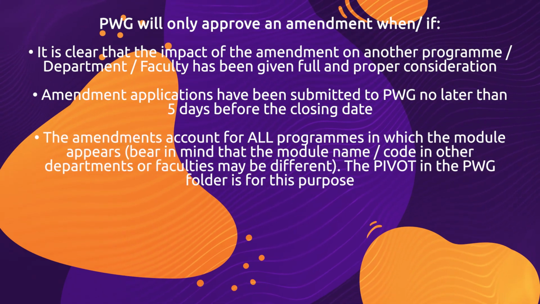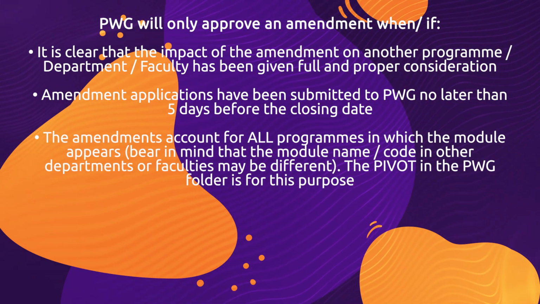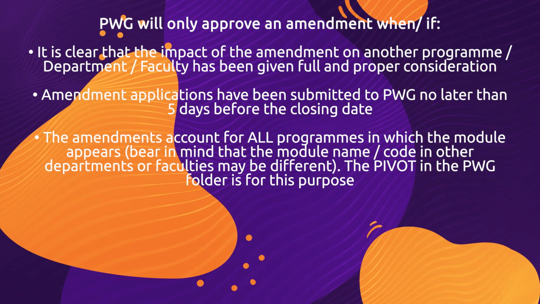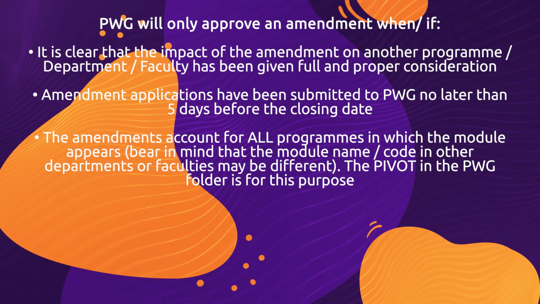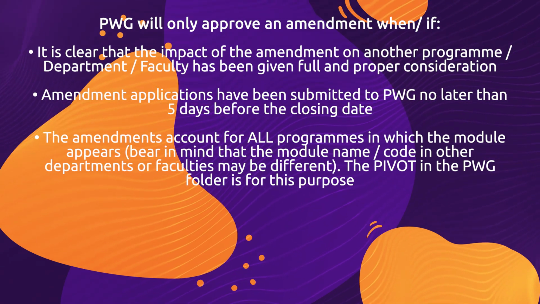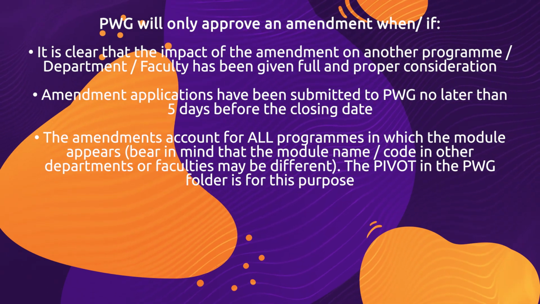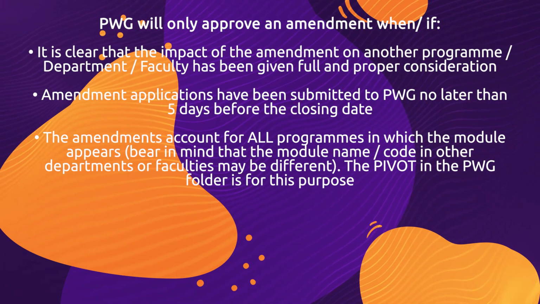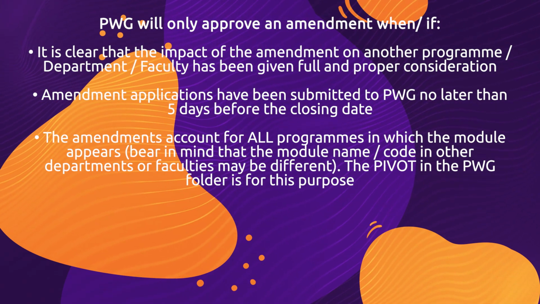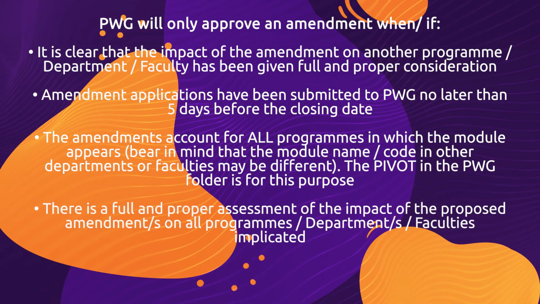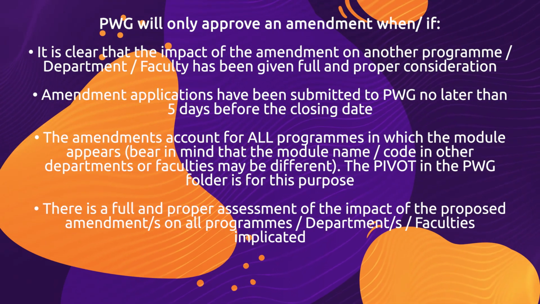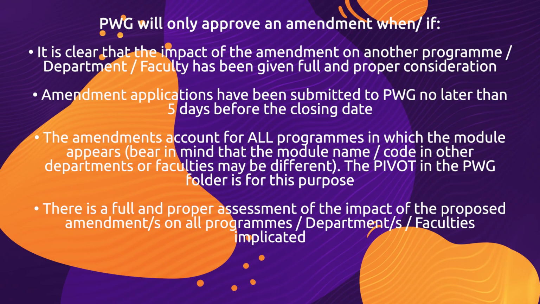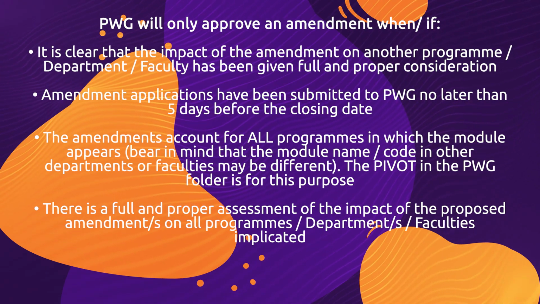The amendment must account for all programs in which the module appears. So bear in mind that the code for the module that you're changing could be different in another qualification, even if it's in the same faculty, but certainly it must actually be checked for all qualifications in which it appears. And there is a pivot table which appears in the Program Working Group folder in HEDA, which links every module to every qualification in which it appears in the university. You must also have in your application shown that you have done a full and proper assessment of the impact of that change. For instance, if you change the pass mark, what impact will that have on throughput?